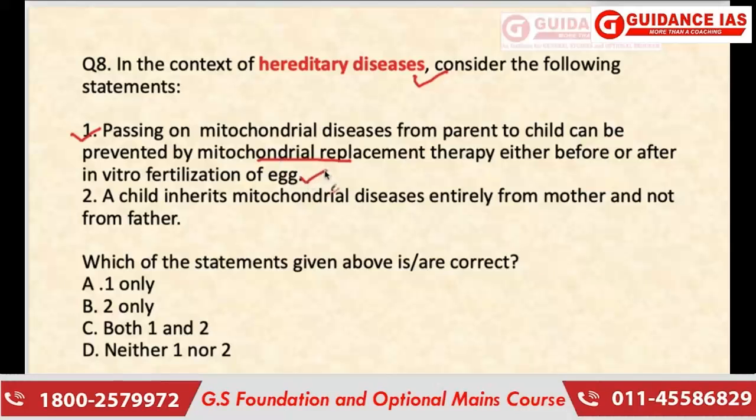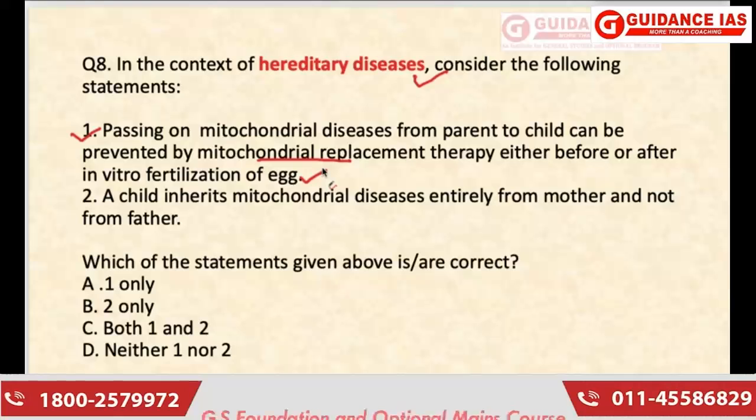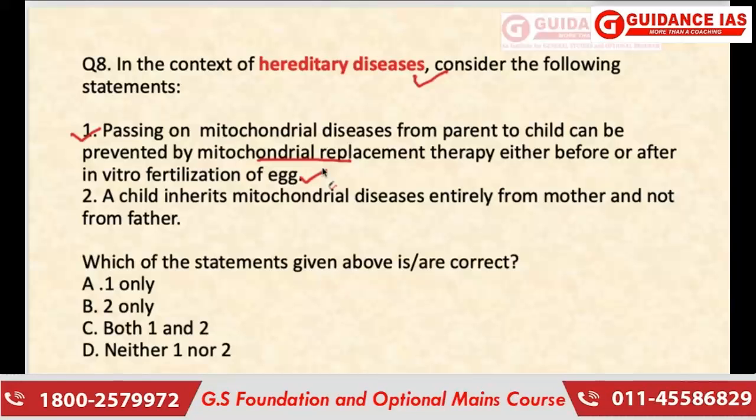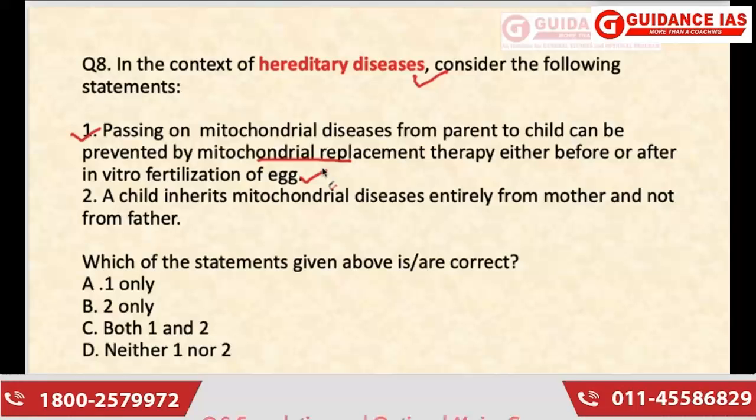Now, what is in vitro fertilization? See, there are two kinds of fertilization. One is in vitro. In vitro means when we fertilize the eggs and the sperm in the lab, in the laboratory, we do the fertilization. On the other hand, there is another kind of fertilization which is called in vivo fertilization. What happens in vivo fertilization? When this entire fertilization is done within a living organism, it is called in vivo fertilization. Okay, but we must stick to our mitochondrial replacement therapy.